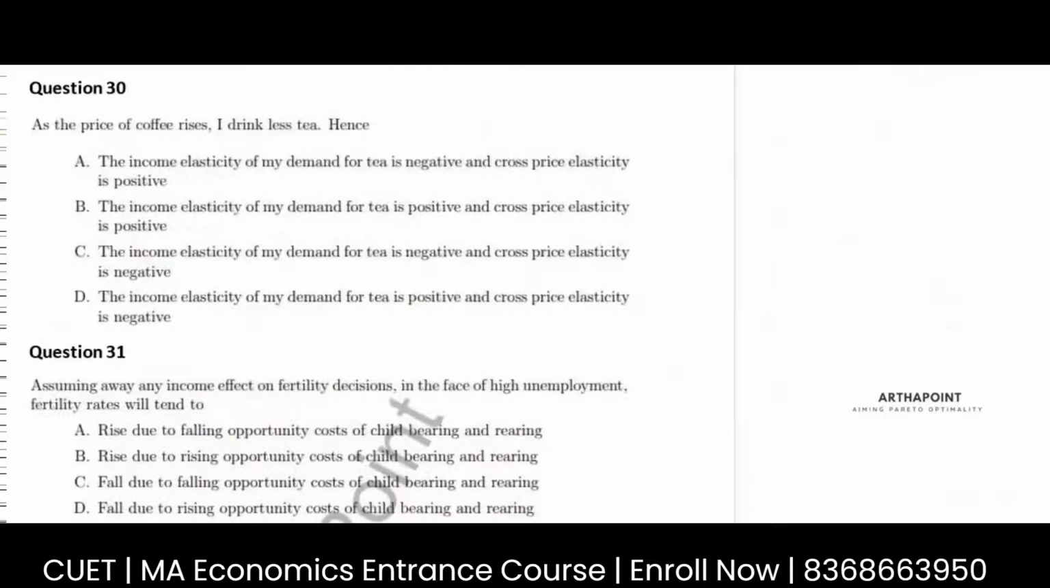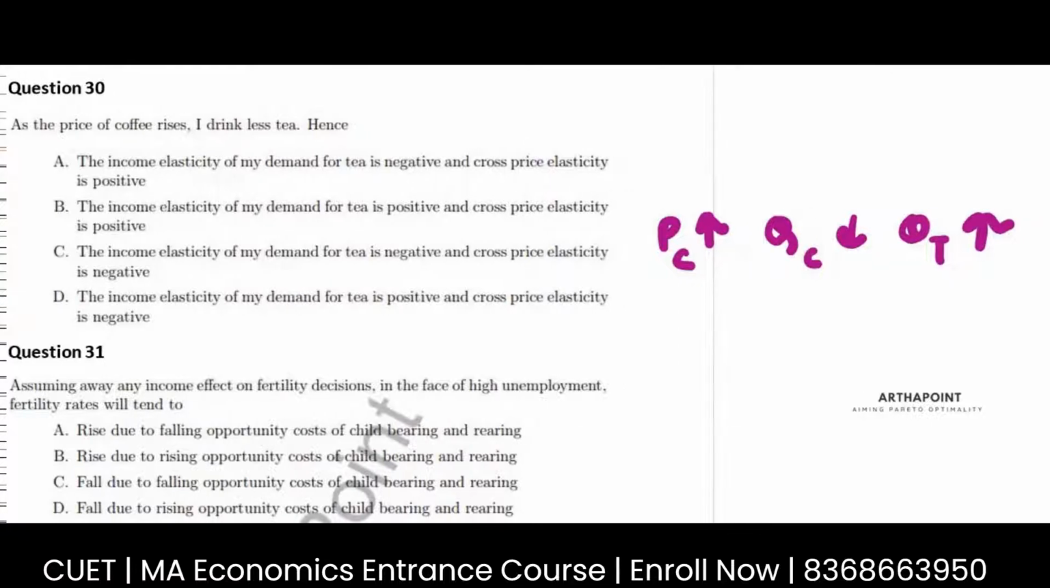When the price of coffee rises, I drink less tea. Very simple. They are substitute goods. So the price of coffee is increasing, the quantity of coffee is decreasing, and the quantity of tea is decreasing. I drink less tea. This is what is given.